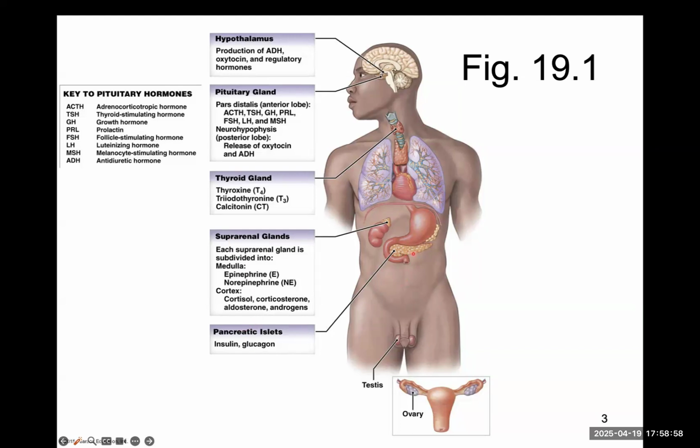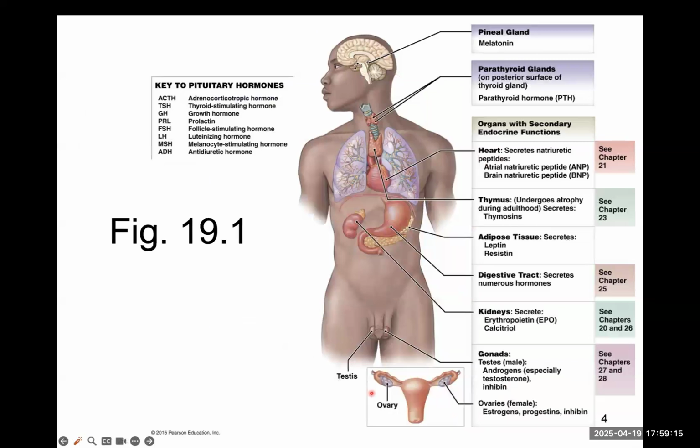And this will also create your insulin and glucagon, which are responsible for regulating your blood sugar. And then this is basically showing the ovary here. Okay, so over here on the other side, if you take the thyroid gland and flip it up and look back, you have the parathyroid on the posterior surface of your thyroid gland. The parathyroid gland is going to be responsible for your calcium uptake.